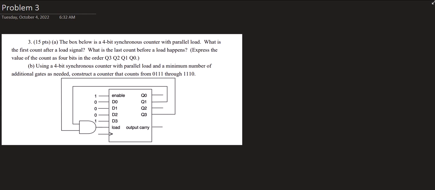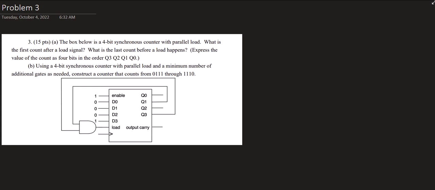The box below is a 4-bit synchronous counter with parallel load. What is the first count after a load signal? What is the last count before a load happens? Express the value of the count as 4 bits in the order of Q3, Q2, Q1, Q0.